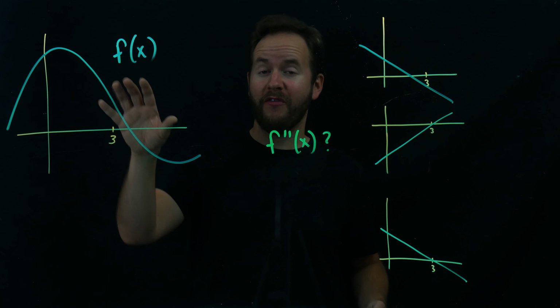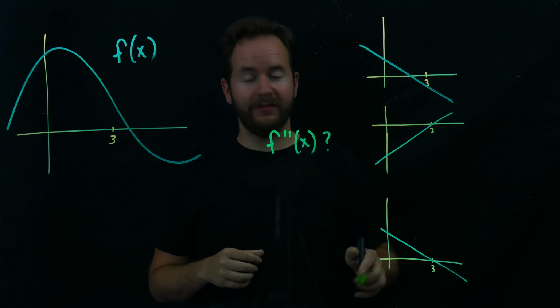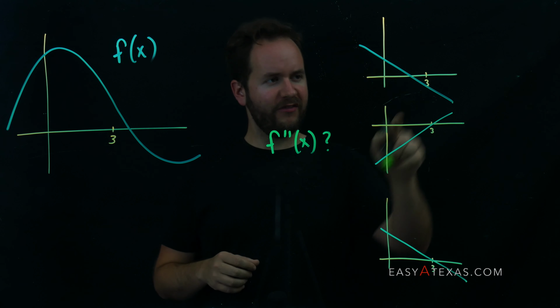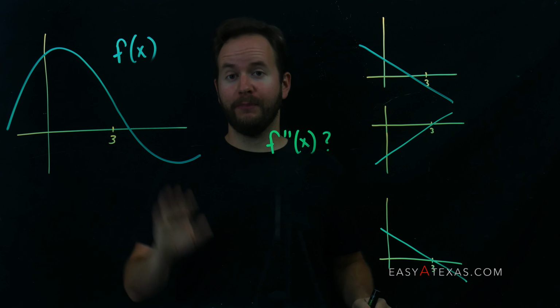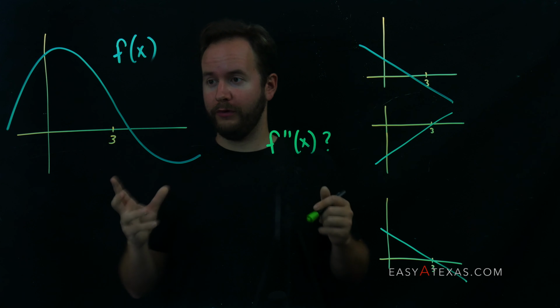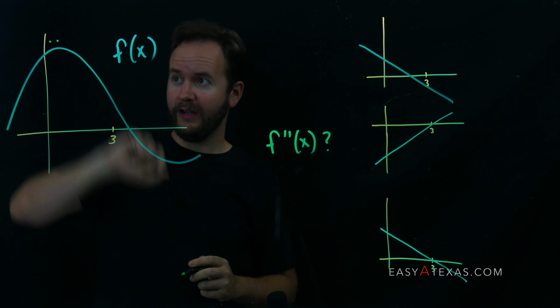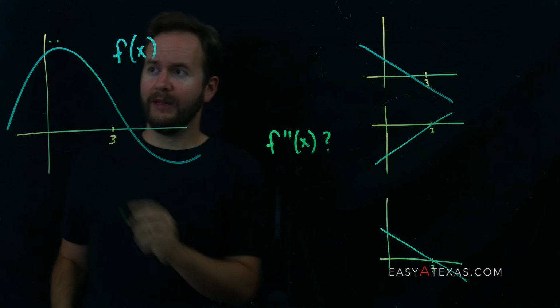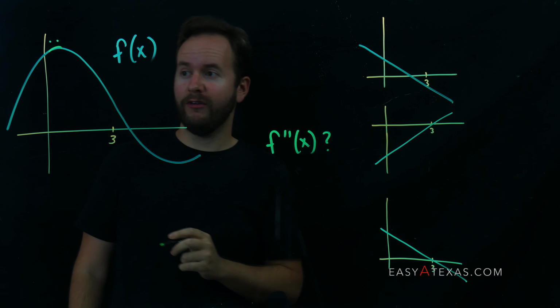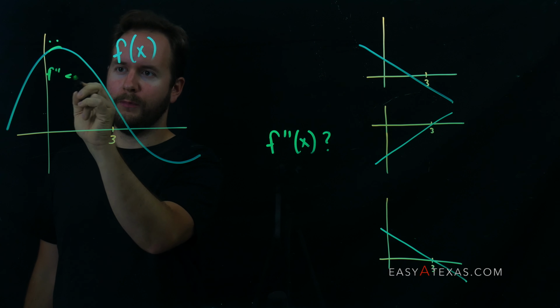Here we're given the graph of f of x, and we want to figure out which of these three graphs is f double prime of x. Notice that I've marked off x equals 3 here because something special happens on this graph around x equals 3, namely that initially the graph is concave down. I can tell you that because I put two dots above the graph and I see what looks like a frowny face. So the value of the second derivative here, f double prime, will be negative.